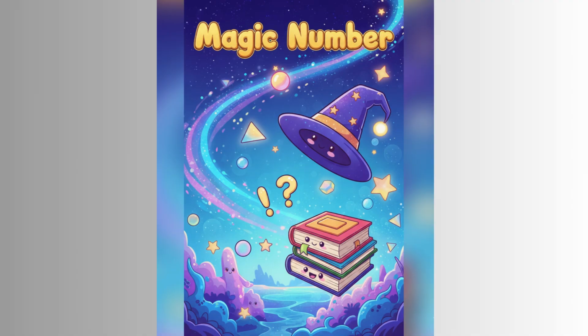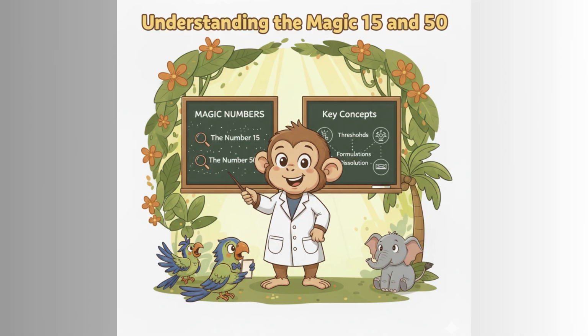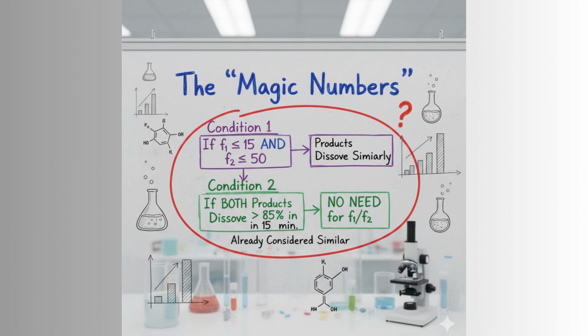Let's learn about magic numbers. To know if the drug product dissolution profiles are similar or different from each other, we need to understand these magic numbers. As per ICH, FDA and EU guidelines, if f1 is less than 15 and f2 is more than 50, the two products are considered to be dissolved in a similar way. However, there is another condition here. If both products dissolve more than 85% in 15 minutes, then their dissolution is considered similar and we need not do f1 and f2 for this.